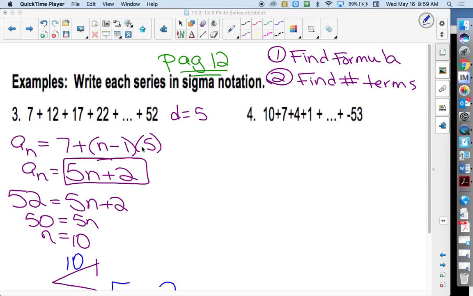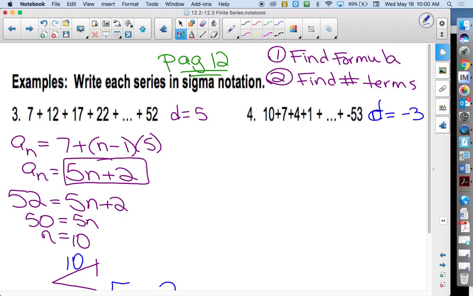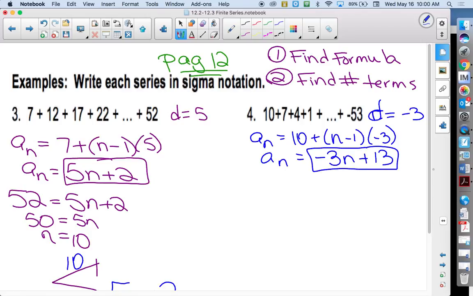So finding the formula, is this arithmetic or geometric? Arithmetic, because you're subtracting 3. So the first thing that we need to do is get that formula, which is taking the first term, plus n minus 1 times negative 3. So Isa, your formula says? a_n equals 10 plus n minus 1 times, I haven't got that part. What do you have for your formula? The final one is a_n equals negative 3n plus 13. There we go. So that's the formula part that goes next to the sigma.